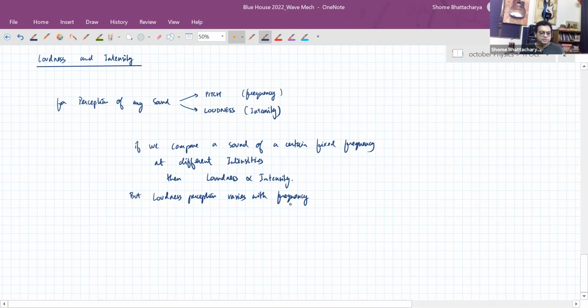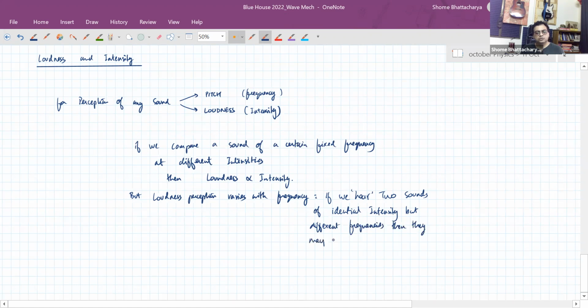So, loudness perception varies with frequency, in the sense that if we hear two sounds of identical intensity but different frequencies, then they may not appear to be equally loud.